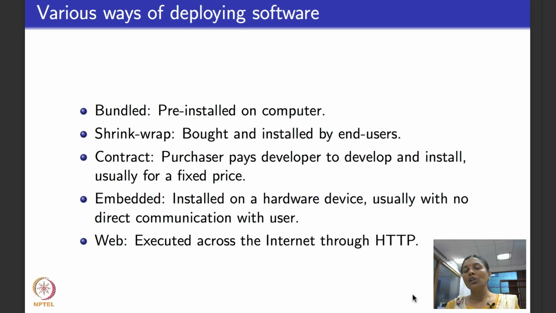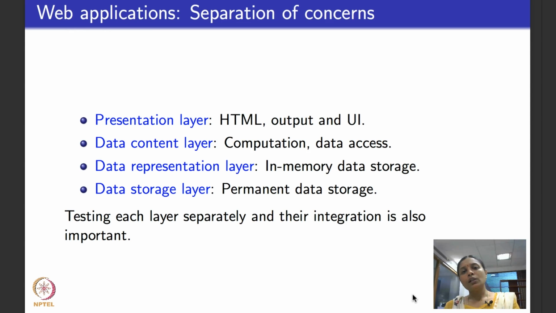How is it deployed? It is executed across the internet through the HTTP protocol, typically hosted by a dedicated server for this purpose called the web server. Now, let's look at web applications. Consider the typical architecture of a web application. The architecture has several layers where separation of concerns happens. One of the higher layers is the presentation layer, where the HTML and UI output are visible. Then comes the data content layer, where the actual computation and access to data happens. Below the data content layer is a data representation layer, where the data is stored and retrieved in memory. And finally, you have the data storage layer, which represents permanent data storage that happens because of a web application.